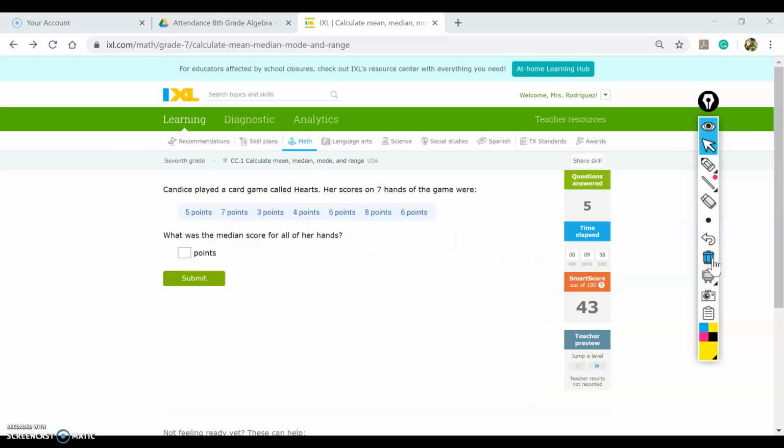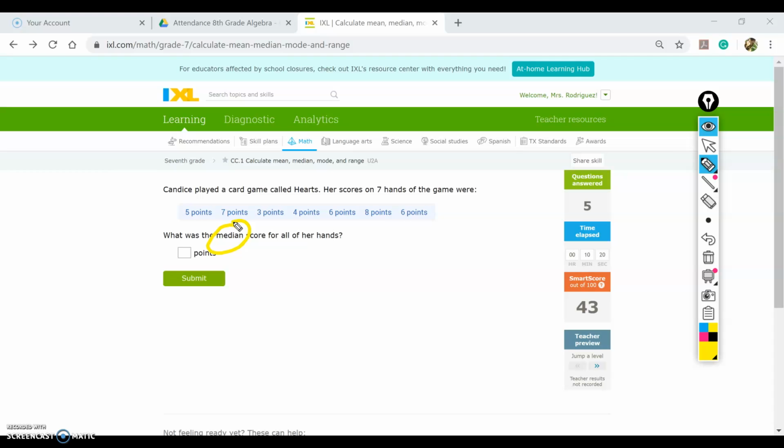Okay, let's do this question here. Let's read the question. Candice plays a card game called Hearts. Her scores on 7 hands of the game were, and then they give you the points. What was the median score for all of her hands? What are they asking you to find? Think about it. Yep, they're asking you to find the median.